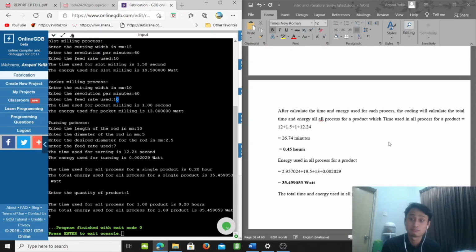After calculating the time and energy used for each process, we calculate the total time and energy of the processes for the product. So we got 12 plus 1.5 plus 1 plus 12.1225, which gives 26.74 minutes, equal to 0.45 hour. The total energy used in all processes for all products is 35.459,056 watt. The total energy of the process remains the same, so the total product unit is 1. So that's for me. We continue with the packaging and logistics.